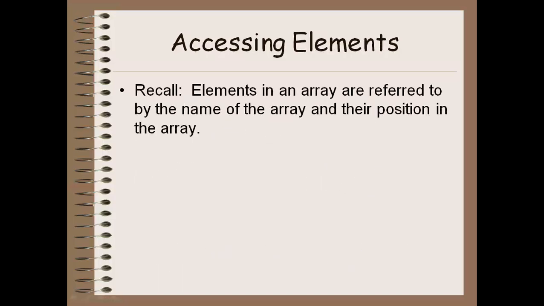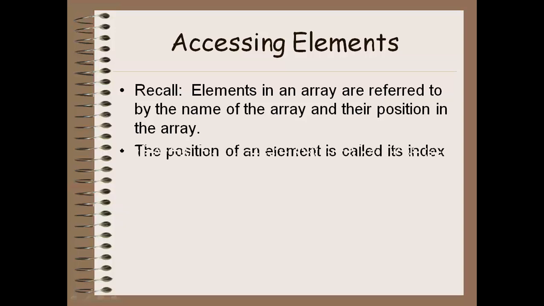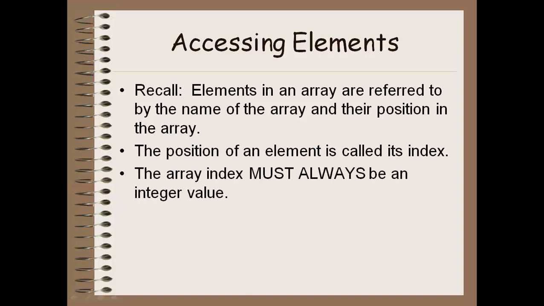So once I've created my array, I can start accessing elements from it. And if you remember from earlier in this lesson, we do this by saying the name of the array and the position of the element we want to access, which is called its index. Remember, the array index must always be an integer value. It's position 0, position 1, position 2. There are no half positions.